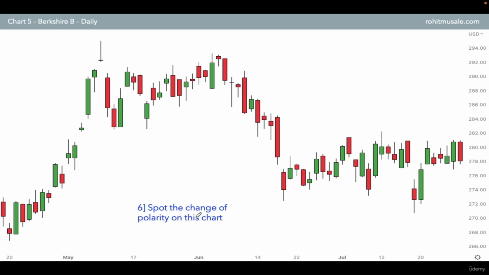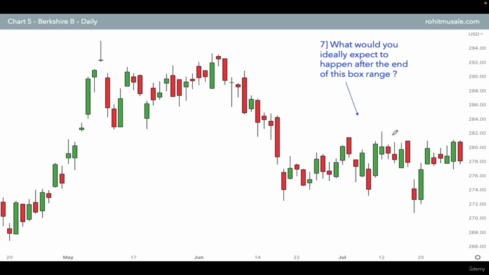Can you spot the change of polarity on this chart? It's very easy. You look at this rising window. If I continue to draw this line, okay, it gets tested here, it tested here, so multi-tested support. Continue. You draw a line like this. So old support becomes new resistance. That's the change of polarity.